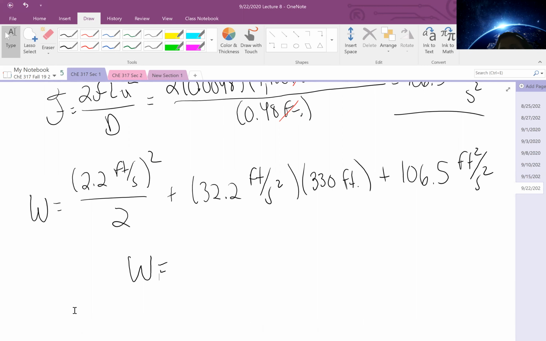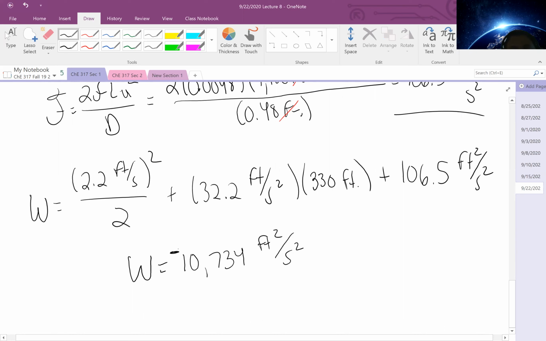and what I'm left with is 10,734 feet squared per second, and it's negative because it's work being done on the system. Everyone following along so far?